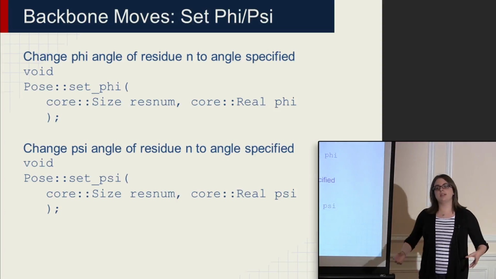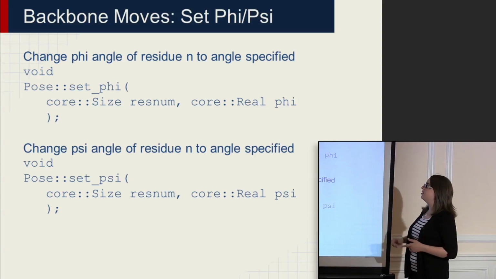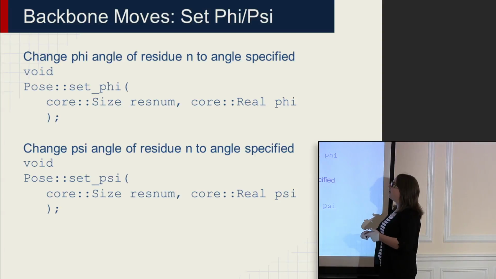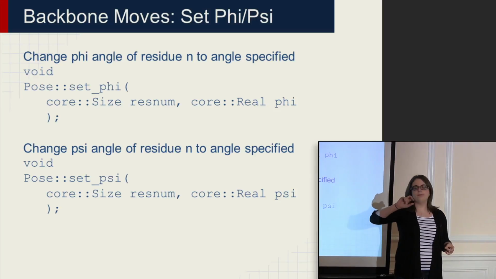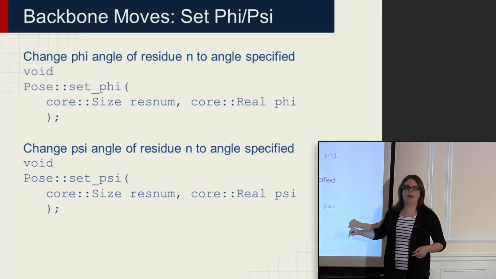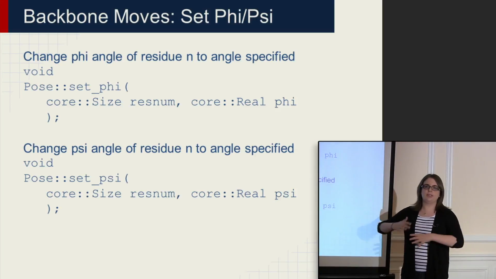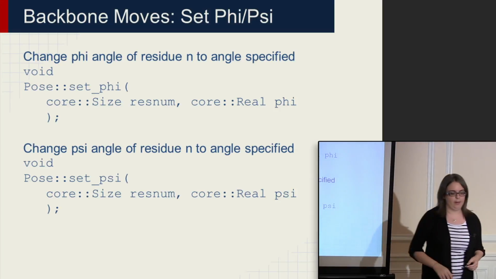The way you can do that is just by directly interfacing through the pose. The pose has two methods, pose.setPhi, where you give the residue that you want to set phi for and then your new phi value, and you can do the same with psi. This is the first step of how you can start working through the pose and making changes to the backbone angles.